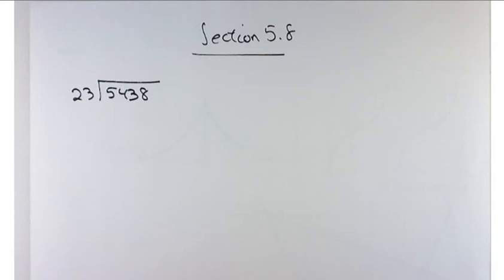So there's a few things we're going to take care of in section 5.8, among which is dividing a polynomial by a binomial. Now, to set the stage for that, we're going to do an old-fashioned division problem, some long division, 23 into 5,438. Well, let's just review this. Now, I'm not going to make you do problems like this, but it's just going to set the stage for what we're going to do in long division of polynomials.